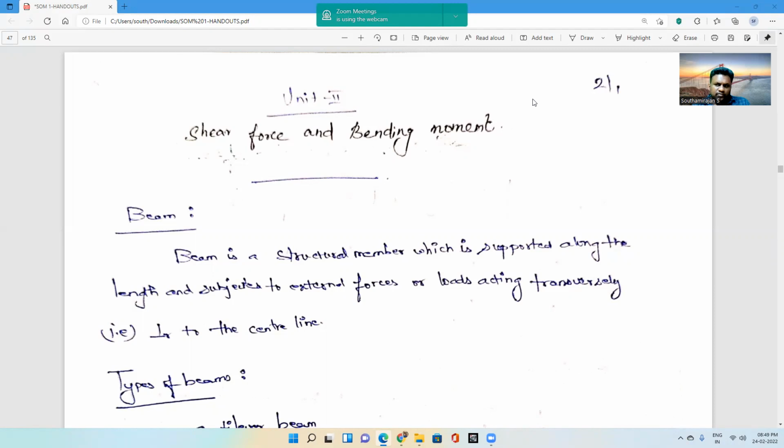Next we will go through the prediction of shear force and bending moment for different members one by one. In this unit we will go through the types of beams, the types of loads and the types of supports. After that, by applying different natures of load on a member, we will see what the shear force and the bending moment variation will be, by diagrammatic representation.